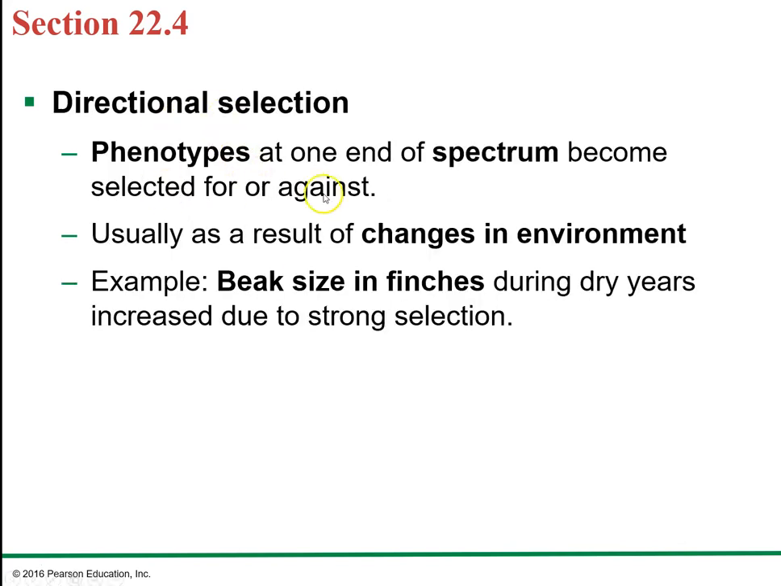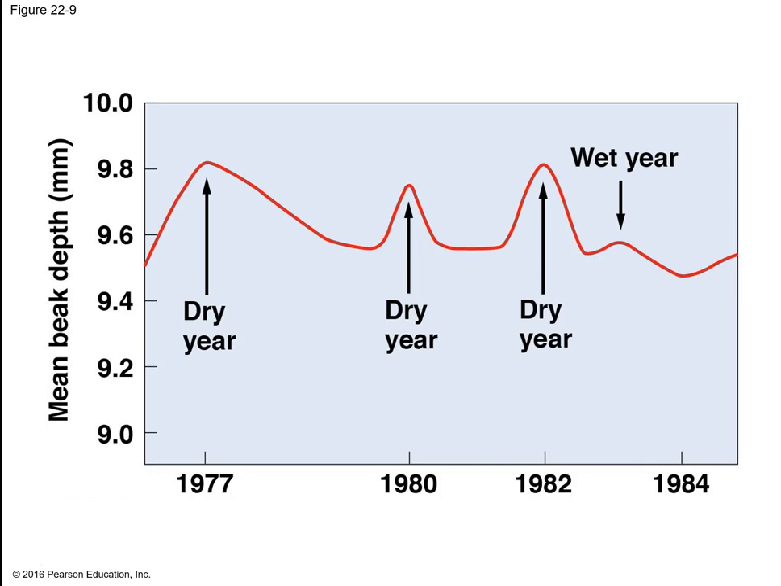In directional selection, you'll see that phenotypes on one end of the spectrum become selected for or against. This is usually due to changes in the environment. One really good example, and it's the same example given in the general bio book, is beak sizes in finches during dry years. If you look at the Galapagos Islands, and you track the sizes of the beaks in those birds during dry years versus wet years, you can see a phenotype that's selected for in the dry years. If you look at beak depth, so the size of the beak essentially, in dry years you're going to see that it increases, and then it decreases in wet years and increases again in the dry years.